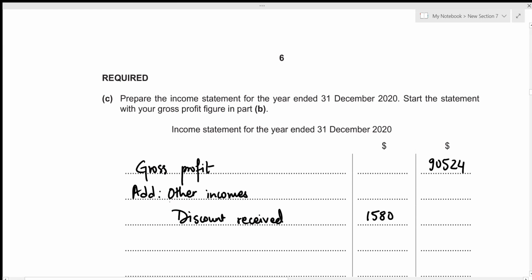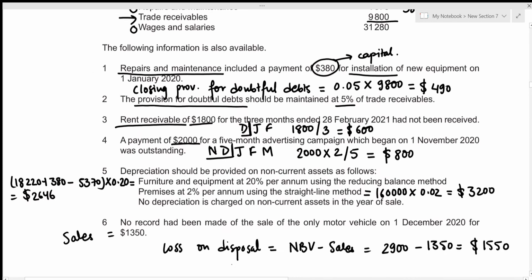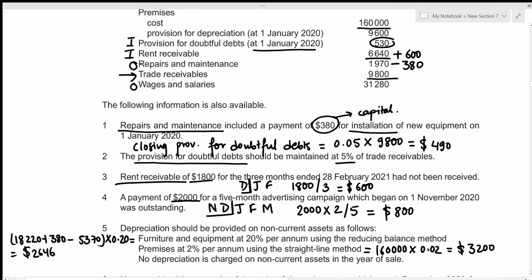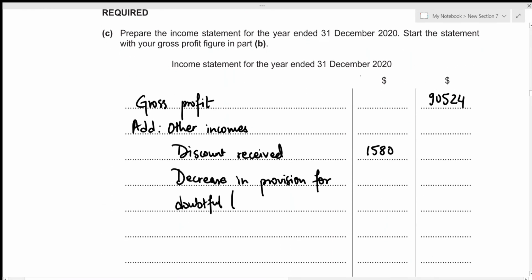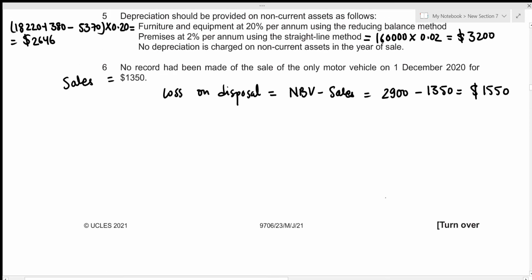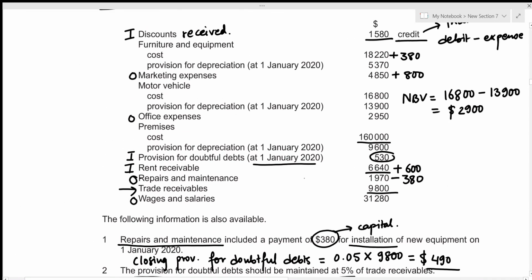Secondly, we had the decrease in provision for doubtful debts. So we figured the closing balance on provision for doubtful debts to be 490, and we had the opening balance of 530. So the difference between this will act as an income. Let's figure that out. So that's going to be 530 minus 490. That's going to be 40. Now we also had another income of rent receivables. So that's going to be 6,640 plus 600. Let's write that down.